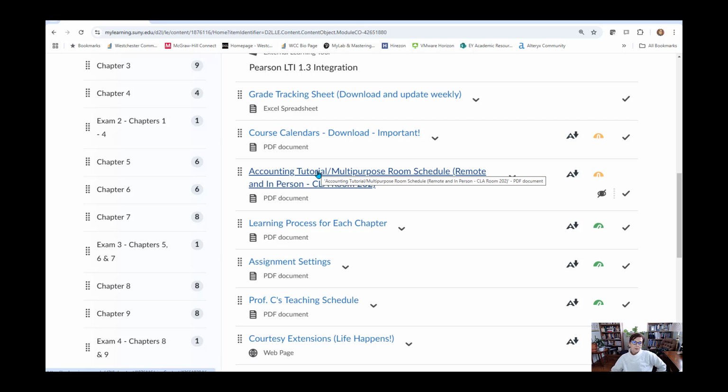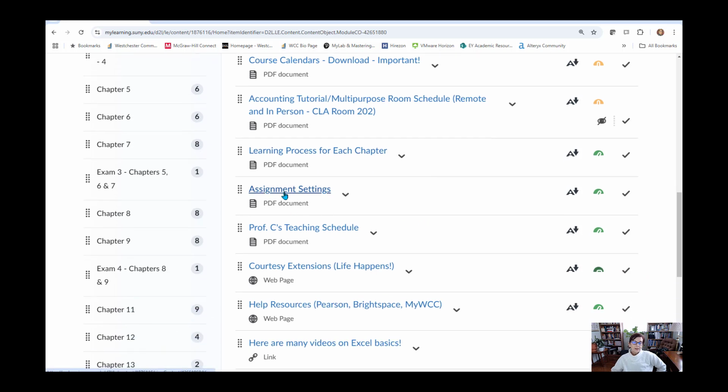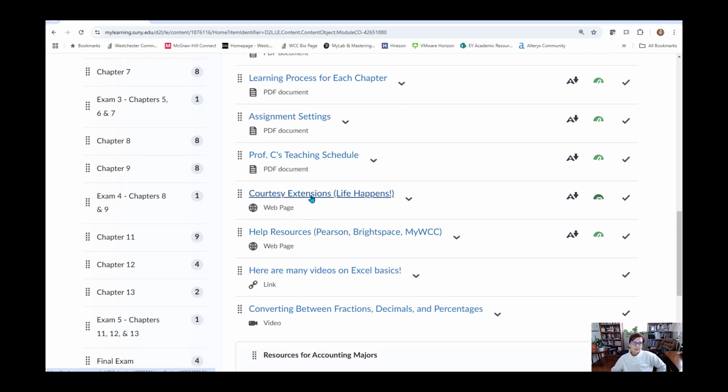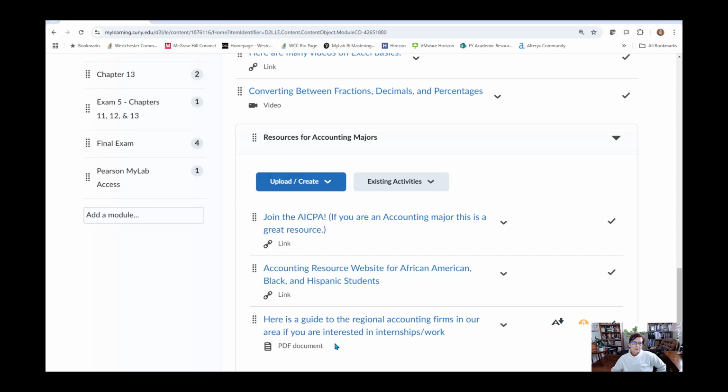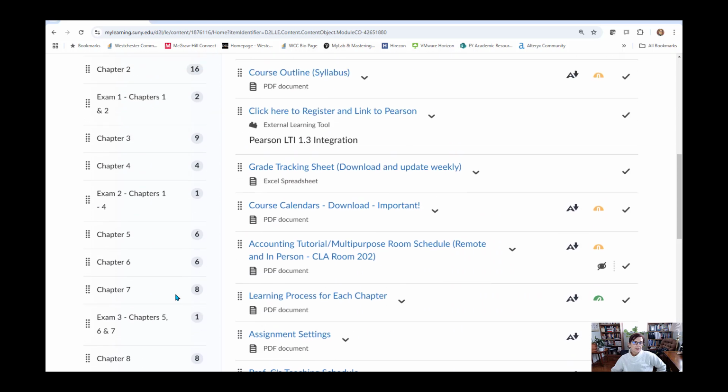This is not visible to you right now because I don't have a schedule at the moment, but there will be a schedule for the accounting tutorial for each semester, including the summer. This is a helpful document that shows you how to go through each chapter, what the learning process should be. This tells you about assignment settings, so you know what the settings are. This is my teaching schedule. This is about the extensions we talked about, and there's a bunch of resources here. Okay. If you're an accounting major, there's some helpful resources down there.